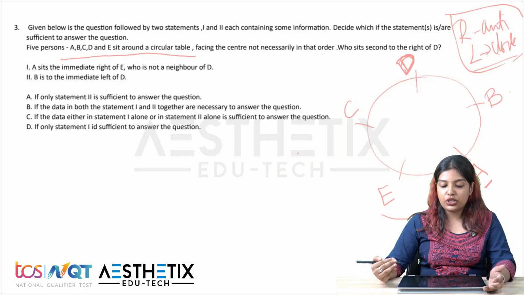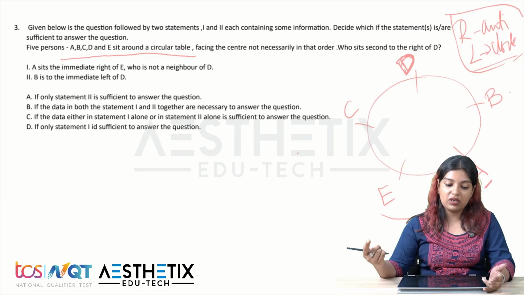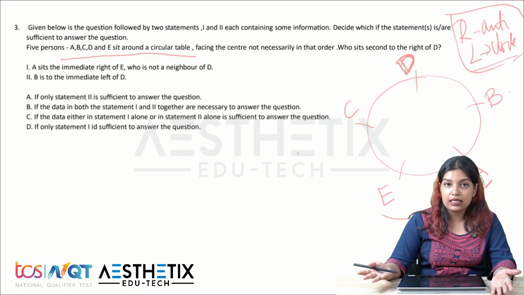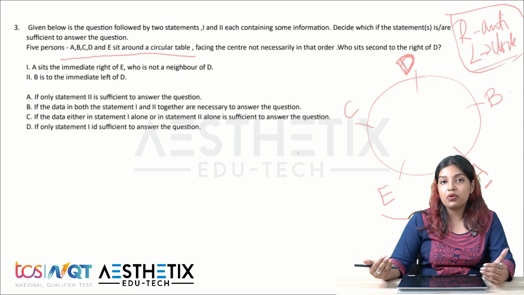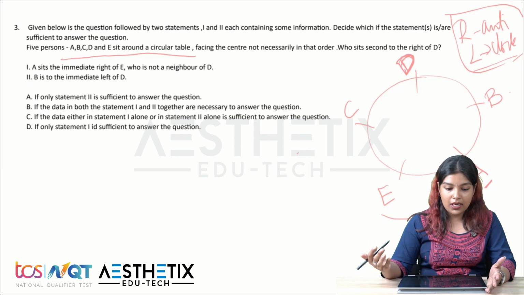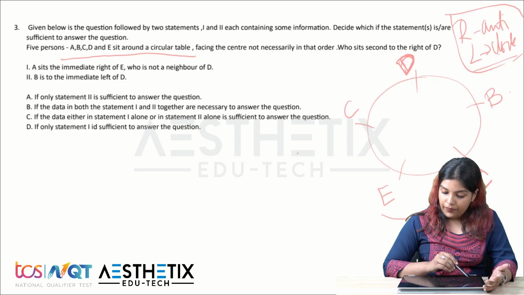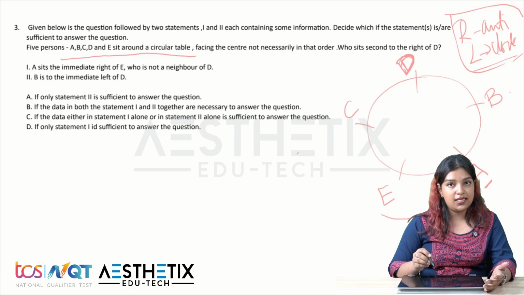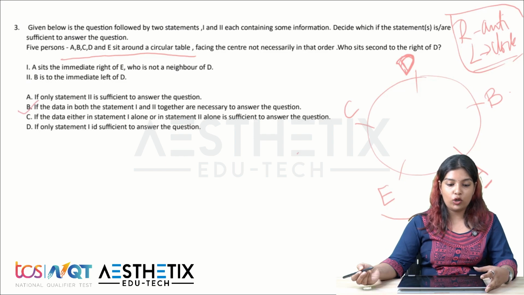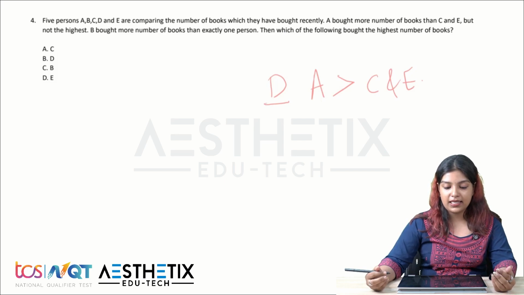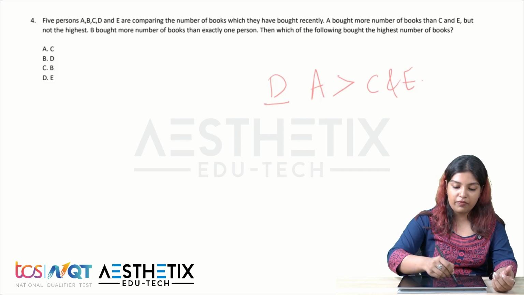To answer this question, we used both the statements. Using the first statement alone, we cannot find an answer to the question. Using the second statement alone also, we cannot find an answer. Using both the statements, we were successfully able to land on the correct answer. So the correct option is: if the data in both statements 1 and 2 together are necessary to answer the question, that is option B. So let us move to the fourth question. In the fourth question, we have 5 persons A, B, C, D, E, and we are comparing the number of books they have bought recently.